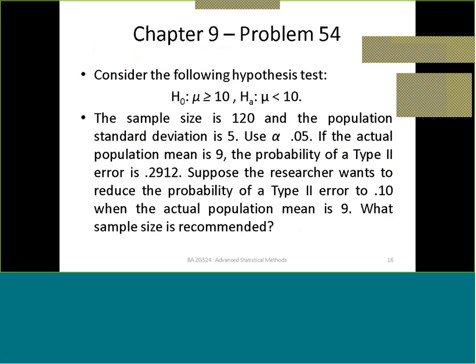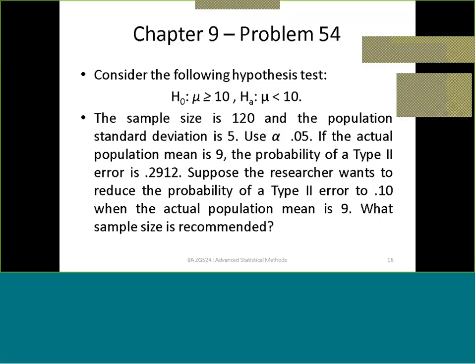So consider the following hypothesis test. It is again a left tail test. The sample size is 120 and the population standard deviation is 5. Use alpha equal to 0.05. If the actual population mean is 9, the probability of a type 2 error is 0.2912. Suppose the researcher wants to reduce the probability of a type 2 error to 0.10. When the actual population mean is 9, what sample size is recommended?